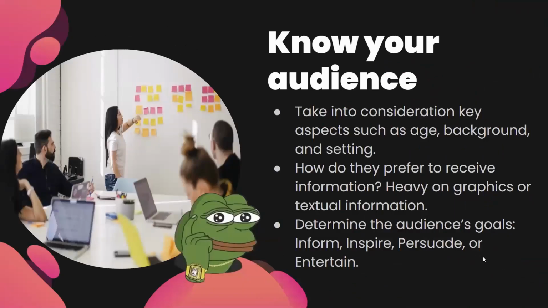So there's a few things that you need to keep in mind when you're doing a presentation. You have to know your audience. You have to know who you're presenting for. So that means that you have to take into consideration key aspects such as age, backgrounds, and setting. Also, it's very important to know how your audience prefers to receive this information. Sometimes you will need a lot of graphics to convey your idea, or sometimes you will need more text. And finally, very important, you have to determine your audience goals. You have to know if you're gonna inform, inspire, persuade, or entertain.